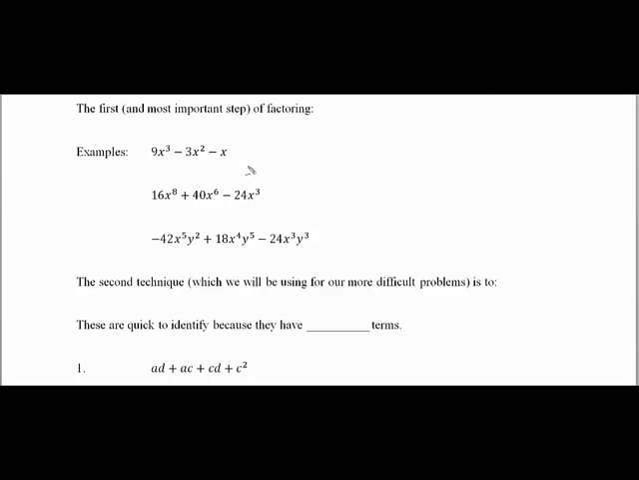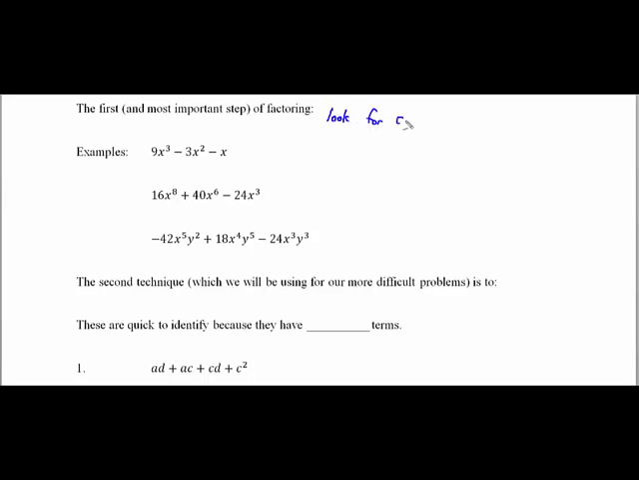We're going to look at some of the first rules of factoring. We're going to look at getting a common factor, and we're also going to look at factoring by grouping. So the first rule of factoring, and the most important step, is to always look for a common factor, and then factor it out.